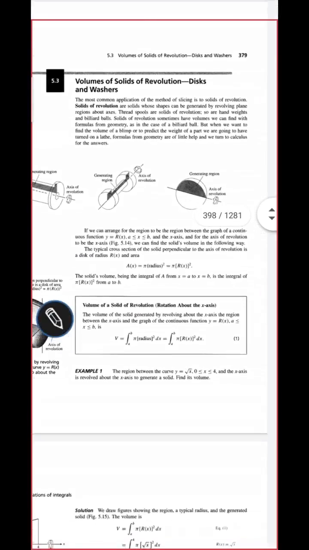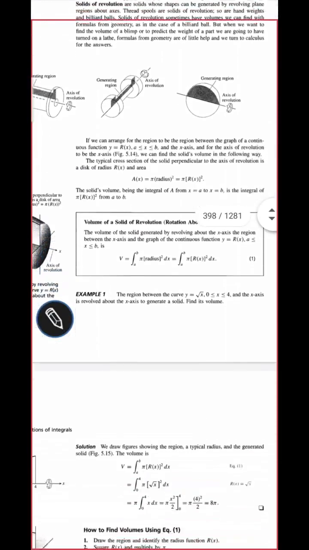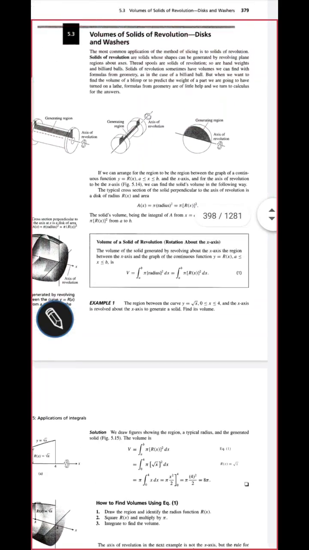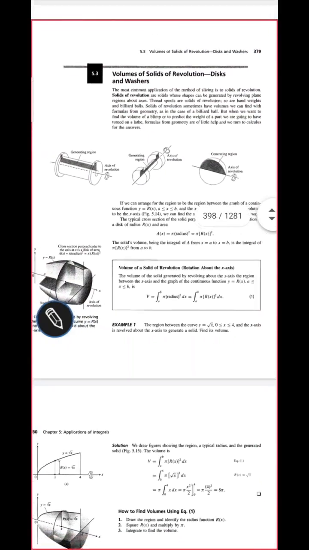Next most important thing is this: volume of a solid of revolution. Please write this formula also. Volume of a solid. What do you mean by this? Let us first quickly write the volume of the solid generated by revolving about the x-axis, between the x-axis and the graph of the continuous function y equal to r(x). Then V is equal to the integration from a to b of pi r square. R is a function, the radius function. Later on we will change this formula into another form. Don't worry. First let us understand what is the meaning of that.